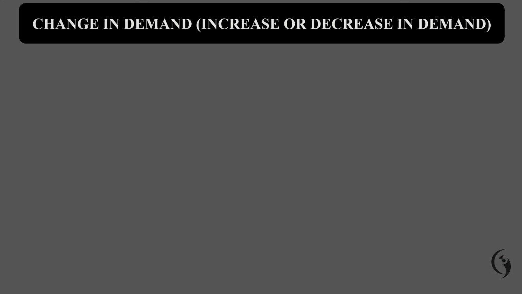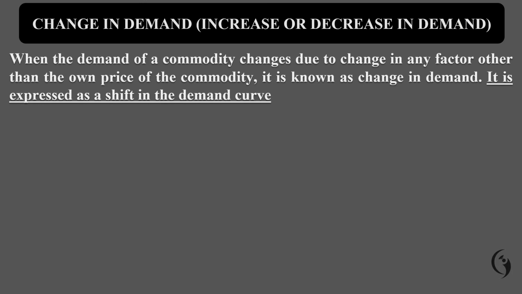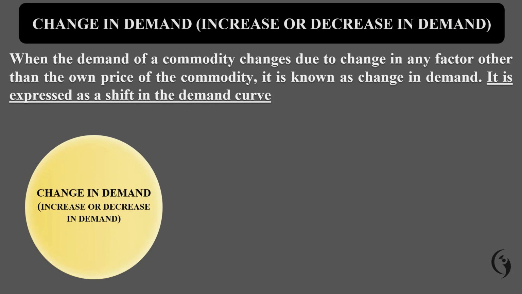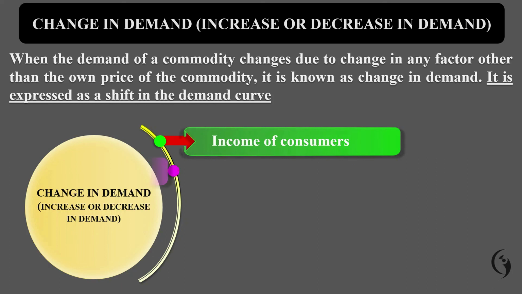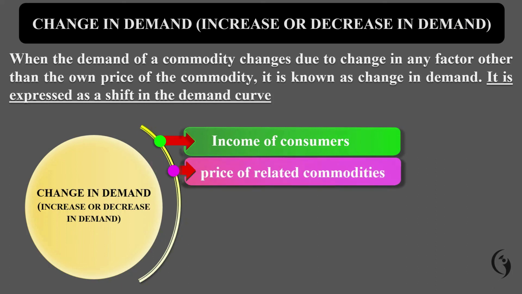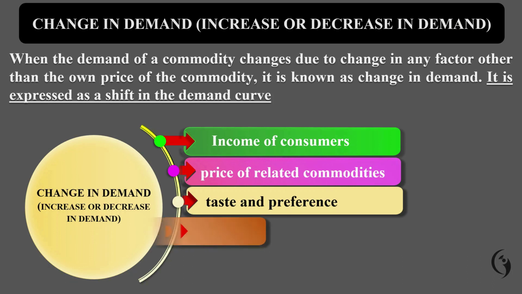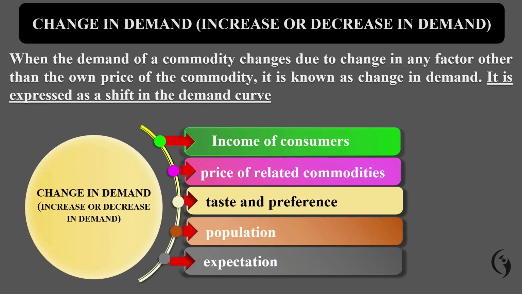Changes in demand mean increasing or decreasing demand. It is shown as a shifting demand curve. When the demand for a commodity changes due to factors other than the own price of the commodity, it is known as a change in demand. It is expressed as a shift in the demand curve. Changes in demand occur for many reasons other than the price: the income of the consumer, the price of related commodities, tastes and preferences, population changes, and expectations. All these factors lead to changes in demand because they are other than the price.